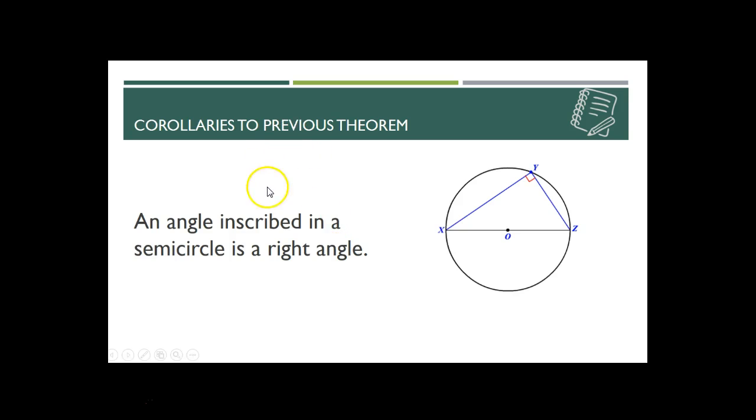Then our next corollary to that theorem talks about an angle that's inscribed in a semicircle. So I have a semicircle here. You can see that the diameter goes through the center O and creates the diameter XZ. And then the third point on the line creates point Y, giving us a triangle of XYZ. Since this angle is inscribed in a semicircle, then we know that the measure of that angle is 90 degrees.